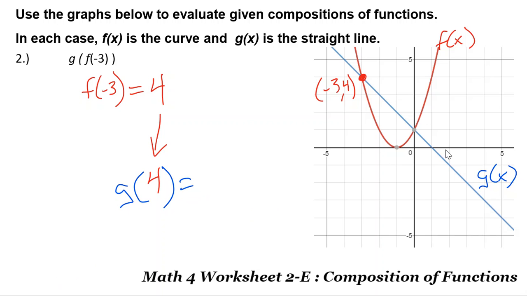All right, so when x is +4, that means we're down here. Y is -3. So we're done with that one.